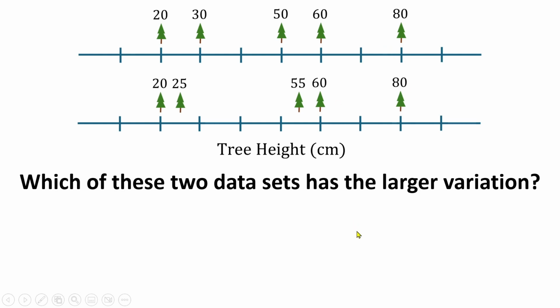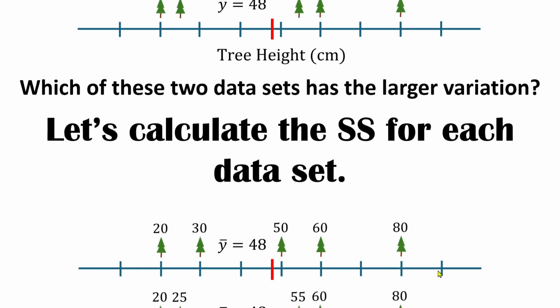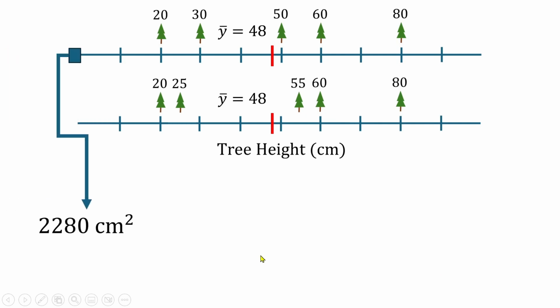Here we have two data sets, and we're going to ask which of these data sets has the larger variation. Now there's two ways to handle that. One way is to actually calculate the sum of squares for each data set. Another way is to use a bit of reason. So for the first example I'm giving you here, we're going to do the calculation. Notice that both of these data sets have the same mean value. And let's calculate the sum of squares for each of these two data sets. The first data set is easy because we've already done the calculation. For the first data set, the sum of squares is 2,280 centimeters squared.